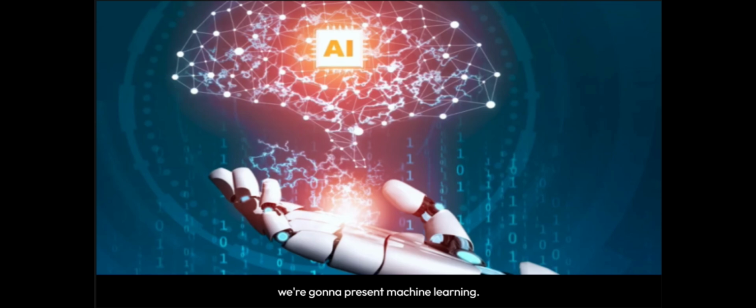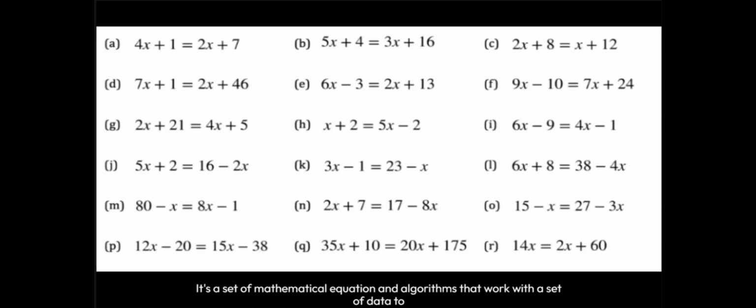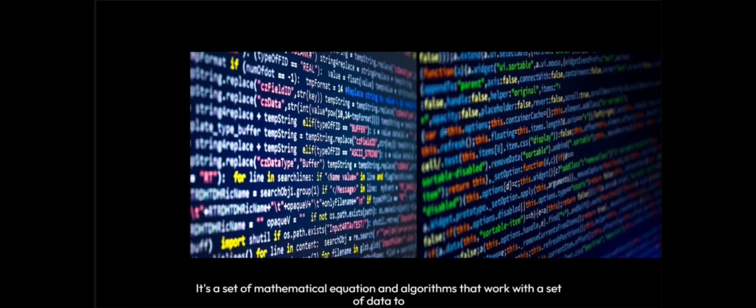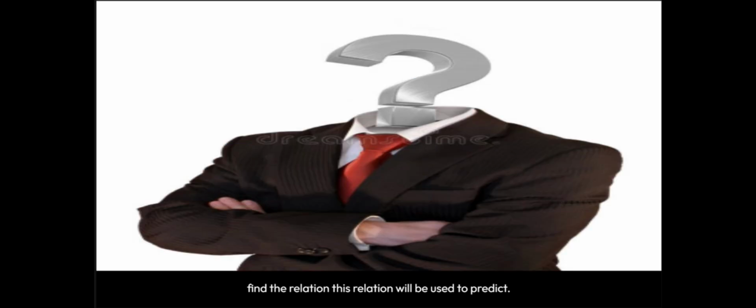So in today's lesson we're gonna present machine learning, why do we need it and where do we use it. So in short, machine learning is the process of teaching something to the machines. It's a set of mathematical equations and algorithms that work with a set of data to find a relation. This relation will be used to predict. So how does it work?